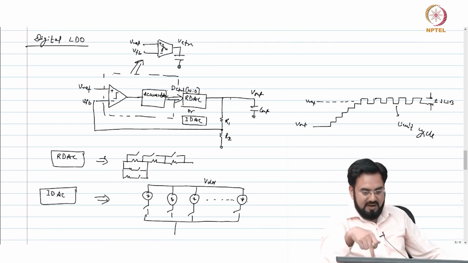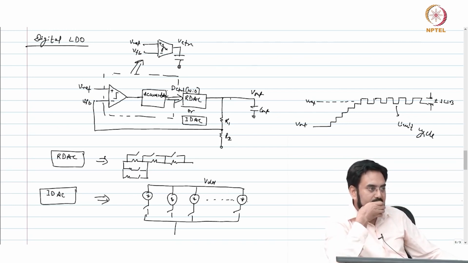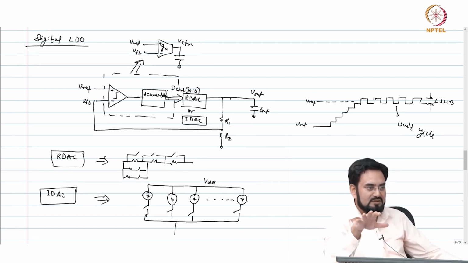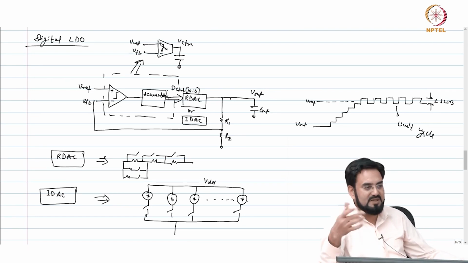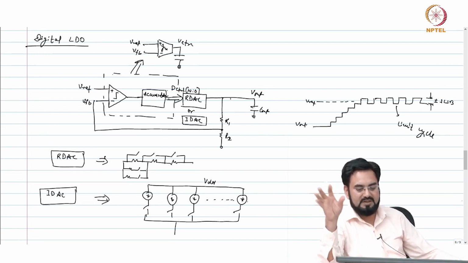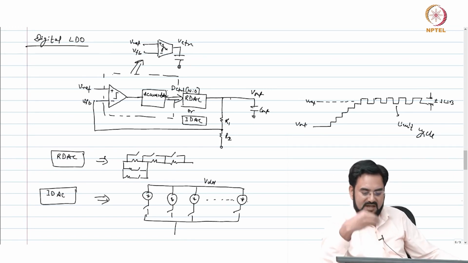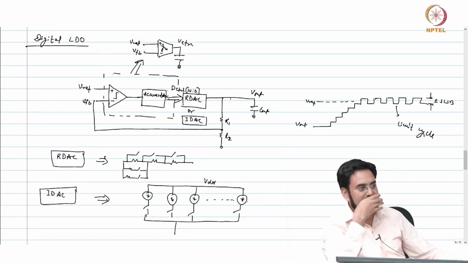So, if I want to avoid this, let us say I have ensured that my output pole is outside your UGB, which means the accumulator is very slow, that I have ensured, but I will still get plus minus 1 LSB oscillation. If I want to reduce this oscillation, then what can I do? Reduce the ripple. I want to just completely eliminate this ripple. Can I do this?